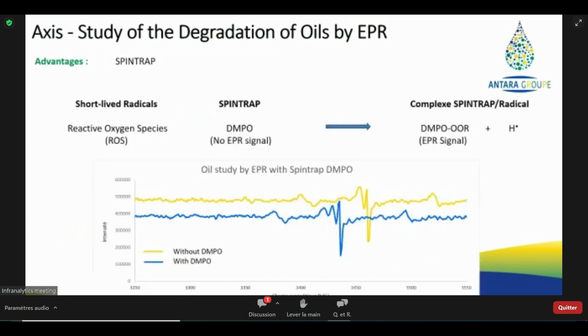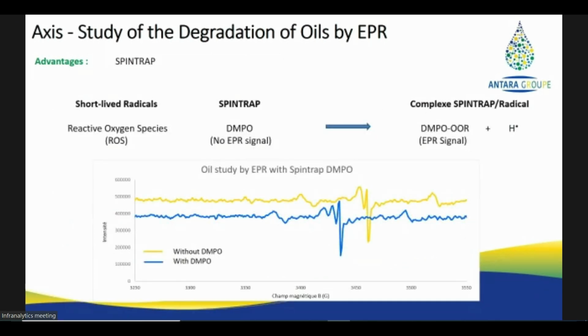Then a third advantage is the spin trap technique. When the oil degrades, you have different types of free radicals which appear: the long-lived radicals and the short-lived ones. The long-lived radical is fine, because you take your sample, prepare it for the EPR device, and once you do the analysis, you can still see it on EPR. The short-lived ones are a bit more tricky, because they disappear very quickly. They are really reactive, so you can't really see them if you do it the same way.